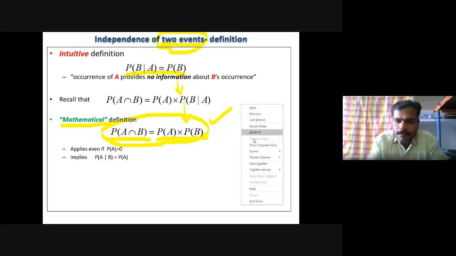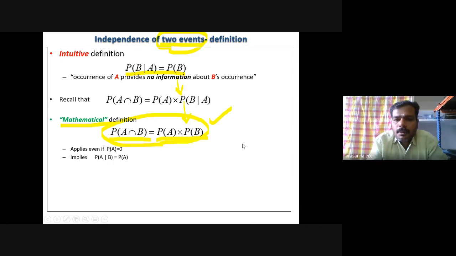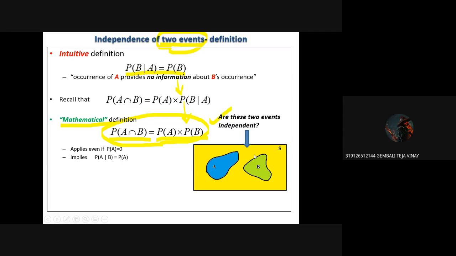Now there are some subtle points in this concept of independence. Consider this Venn diagram. Here you can see two events A and B. They are separate, they are disjoint events. Now I ask the question: are these two events independent?